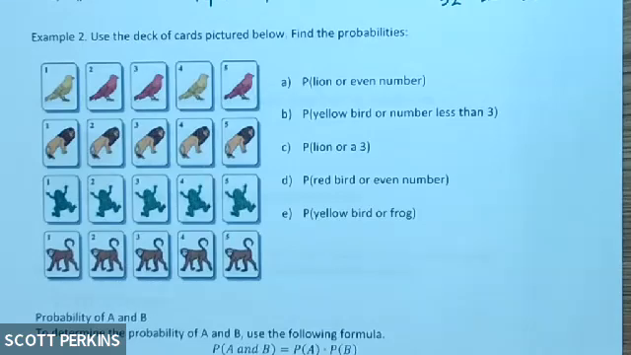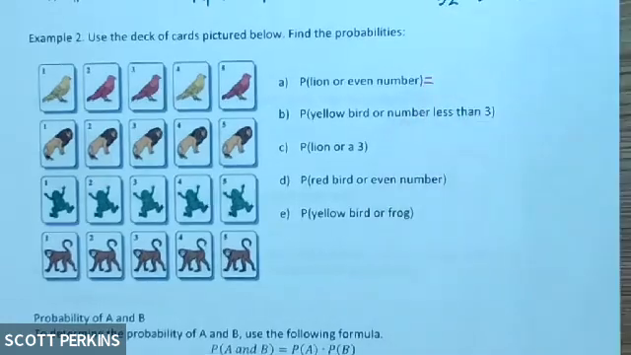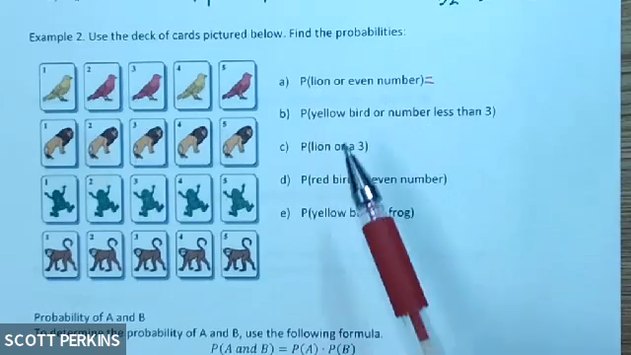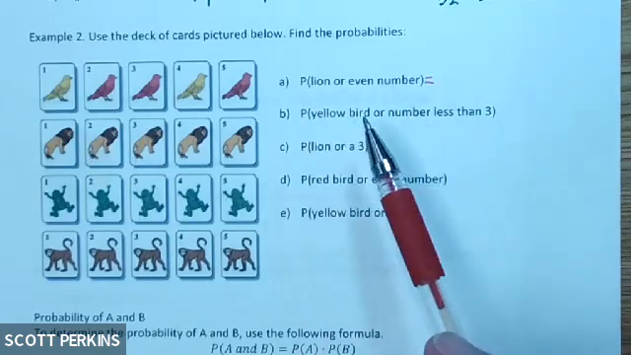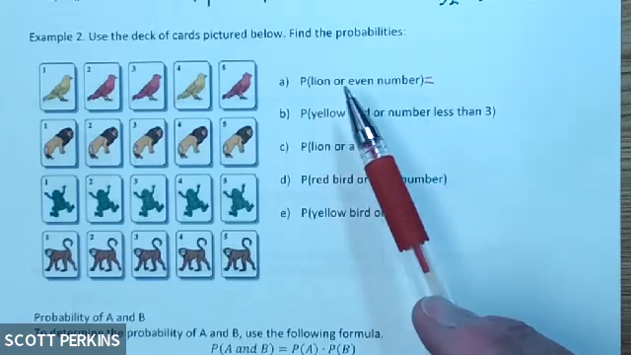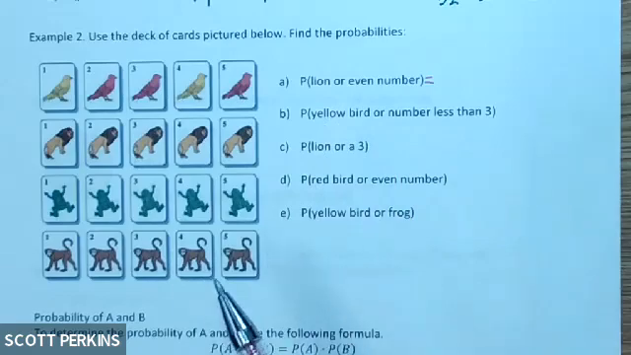Okay, so if you're missing any of these probabilities, just let me know. I want to make sure that we leave here pretty clear about this. So the first one is the probability of a lion or an even number. So again, I'm not going to write out the whole formula, but I'm going to find the probability of each of these things separately, and then I'm going to subtract the probability that they happen together if they can happen together.